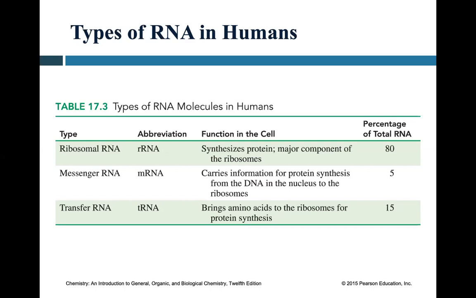Messenger RNA, or mRNA, and I'll show you how this is done, takes information from the DNA, turns it into a single-stranded piece of ribonucleic acid, and then that ribonucleic acid gets fed into the ribosomal RNA, and then a protein is made.